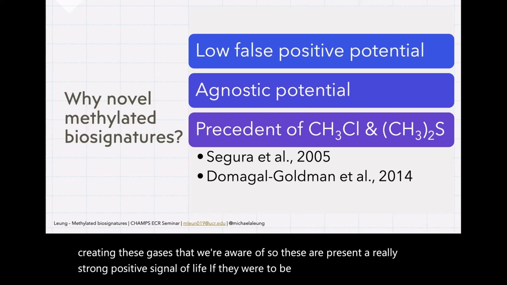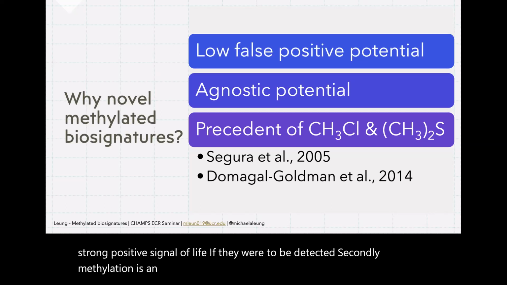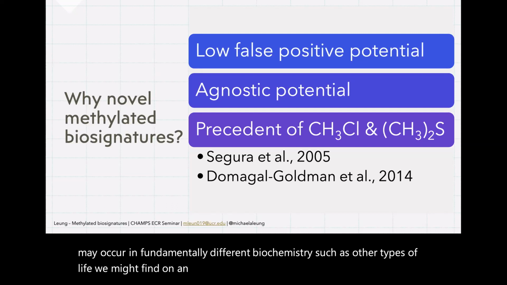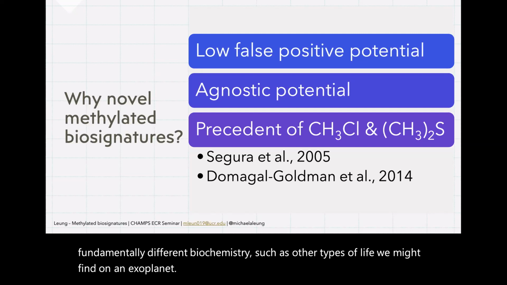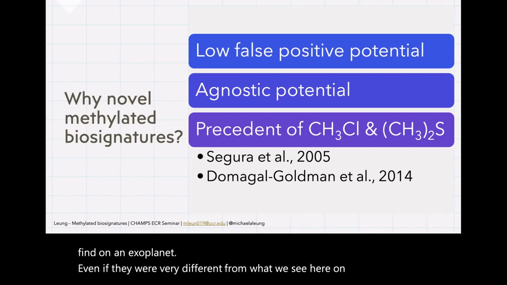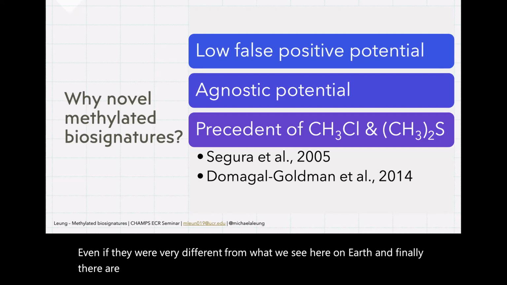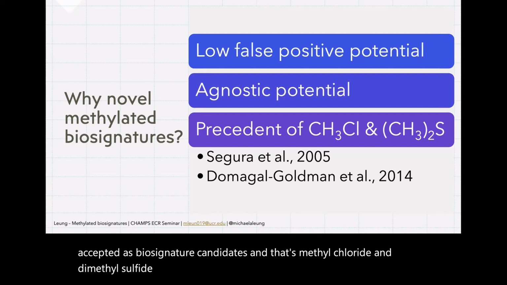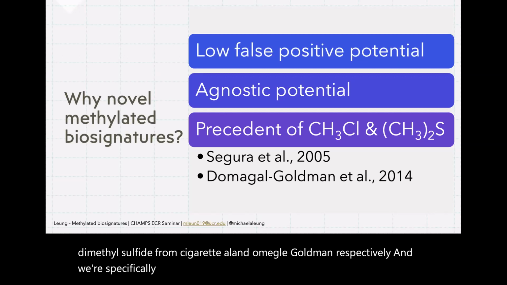Secondly, methylation is an environmental detoxification process, which we believe may occur in fundamentally different biochemistry, such as the types of life we might find on an exoplanet, even if they're very different from what we see here on Earth. And finally, there are two well-established members of this family that are well accepted as biosignature candidates, and that's methyl chloride and dimethyl sulfide from Segura et al. and Domagal-Goldman, respectively.